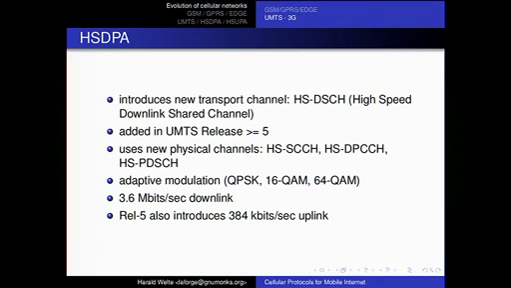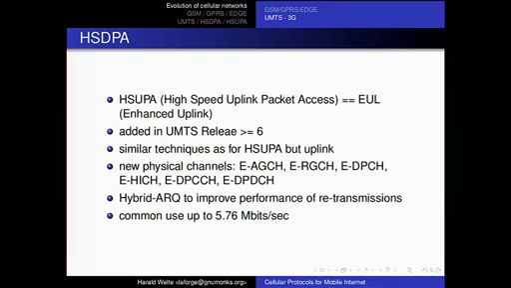Some other physical channels that are sort of below this new channel, and it introduces adaptive modulation up to 64 QAM, so relatively complex modulation schemes, and initially permitted 3.6 megabits per second downlink. And it also increases the uplink a slight bit from 128 to 384, but it's also not that impressive.